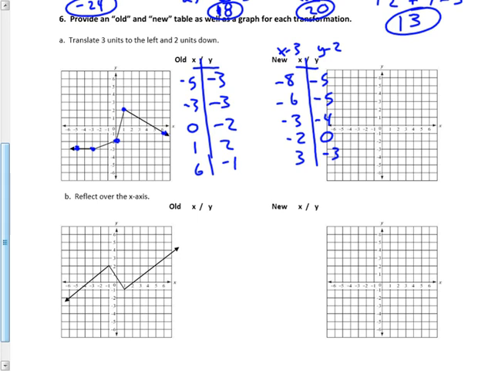I've got -8, -5. Well, that one's off the graph. I'm not going to worry about that one. Okay, but I know that this goes forever to the left, so that's okay. -6, -5 is this point right here. And I know that that goes forever to the left. -3, -4 is right here. And this went up a little bit after that. Then -2, 0 is right here.